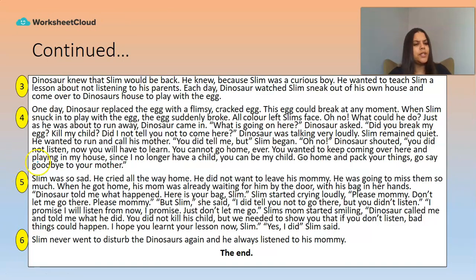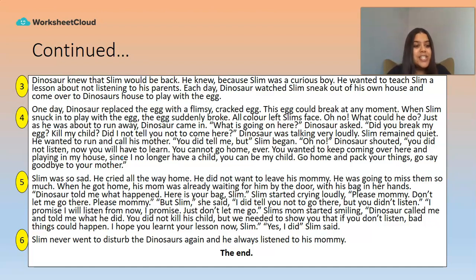The story continues. Dinosaur knew that Slim would be back. He knew because Slim was a curious boy. He wanted to teach Slim a lesson about not listening to his parents. Each day, Dinosaur watched Slim sneak out of his own house and come over to Dinosaur's house to play with the egg. One day, Dinosaur replaced the egg with a flimsy cracked egg. This egg could break at any moment. When Slim snuck in to play with it, the egg suddenly broke. All the color left Slim's face. Oh no! What could he do?